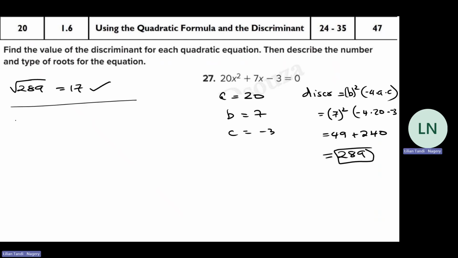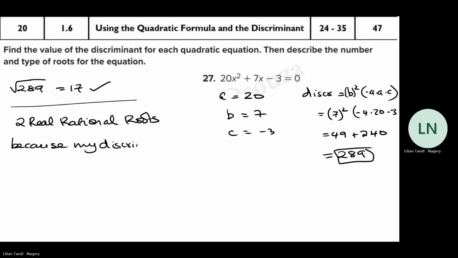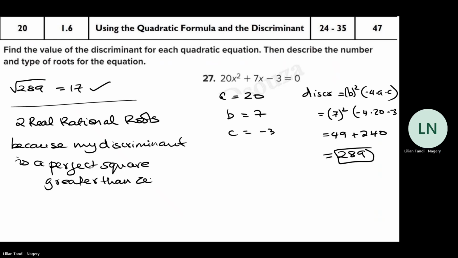So I'm going to say 2 real rational roots because my discriminant is a perfect square greater than 0.